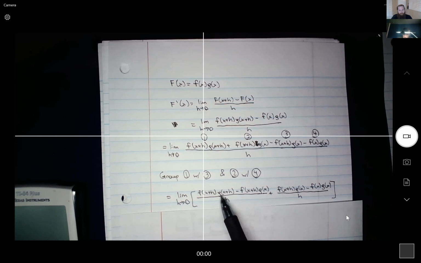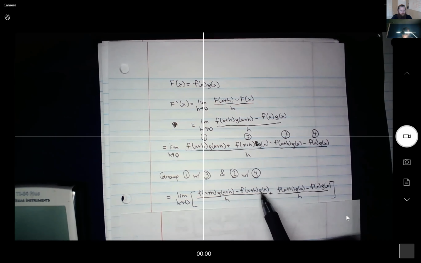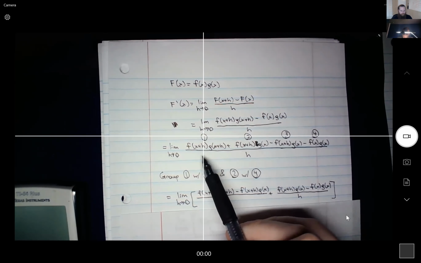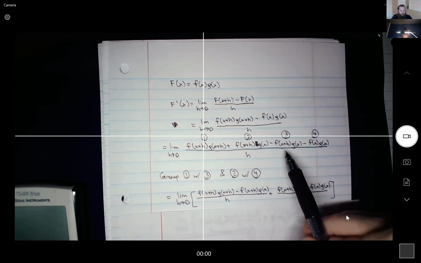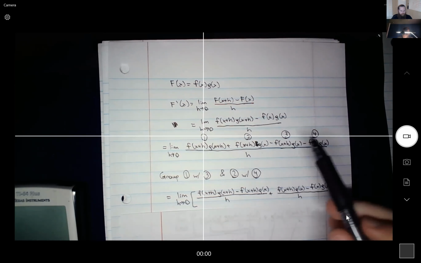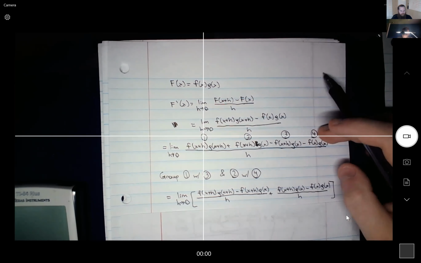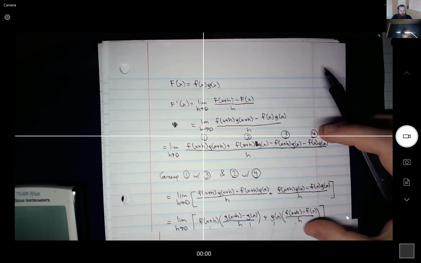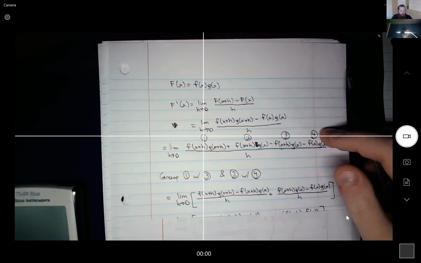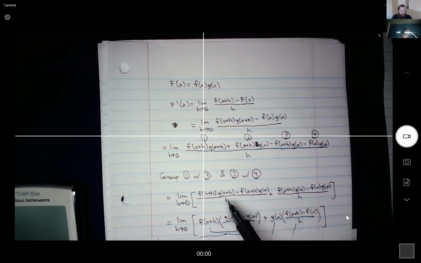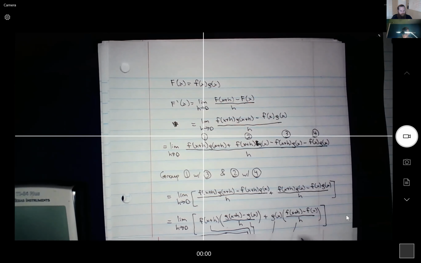f of x plus h times g of x plus h minus f of x plus h times g of x, so you have your first term paired with your third term, and you have your second term with your fourth term over here: f of x plus h times g of x minus f of x times g of x, over h. Then you can factor out an f of x plus h from this side. You can factor out a g of x from this side, and there's a pattern with these two.